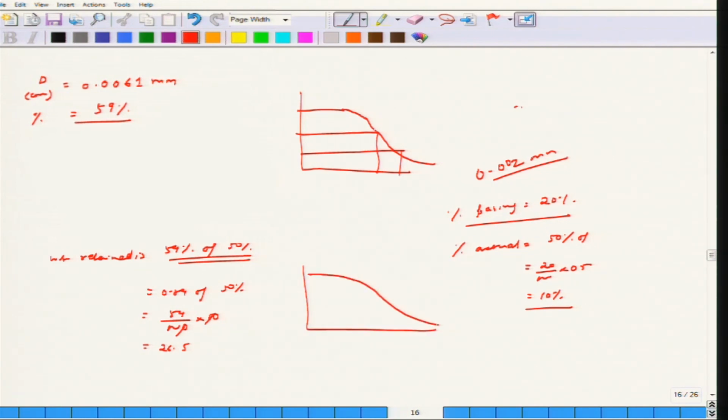Now, from there you can find out CC, the coefficient of curvature. Then you can also find out the coefficient of uniformity, CU, depending on all this, your grain size distribution.